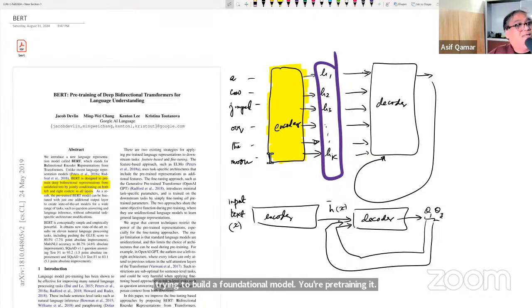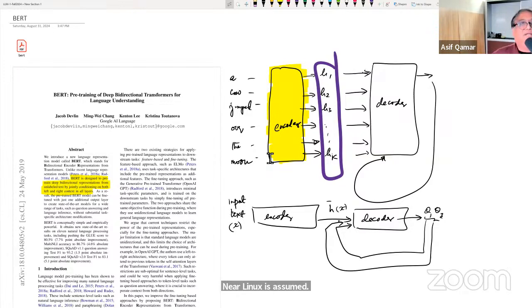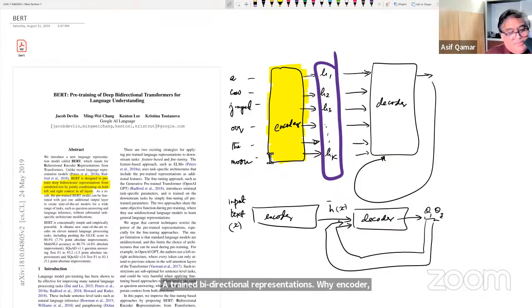Deep means what? Well, lots of layers of the neural network. Today, we don't even bother to use the word deep. It's assumed. With these big models, deep neural networks is assumed. Right? Trained bidirectional representations. Why? And Coda anyway does bidirectional representations, isn't it? From unlabeled text. And that's the interesting word.